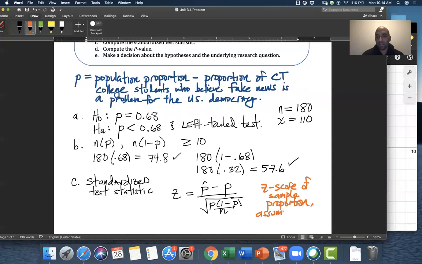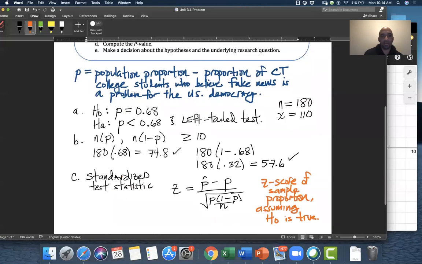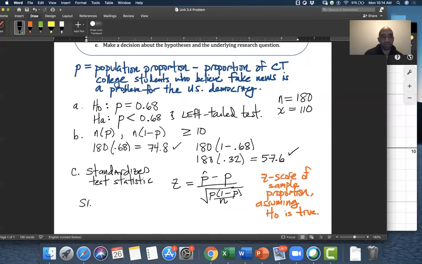And let's talk about that in a second. So assuming that the null hypothesis is true, if we assume that the population proportion is 68%, we're going to find the z-score of the observed sample proportion, which we haven't found yet, but we can find right now. Let's find the sample proportion. What is the proportion of the sample of Connecticut college students who hold this view?